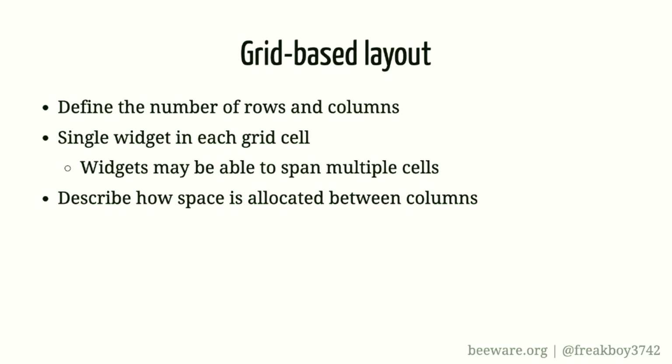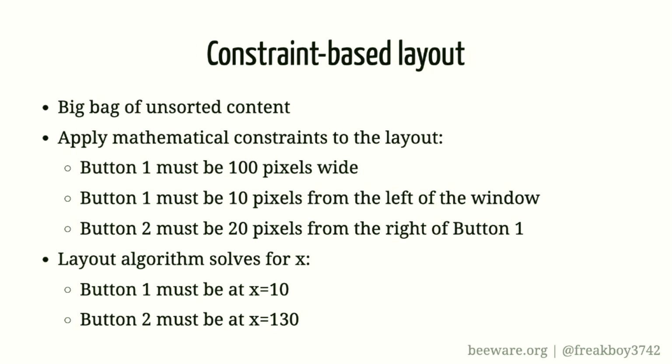Another common approach is a grid layout. This is essentially the same as HTML tables. You describe how many columns and rows exist in your layout. You place widgets in that layout at a specific row or column. Depending on your GUI framework, widgets may be able to span multiple columns or multiple rows, and then you define how the grid is allowed to resize. Are all columns the same fixed width? Or is column 1 exactly 100 pixels wide and column 2 is twice the width of column 3? Things like that. A less common approach is something called constraint-based layout.